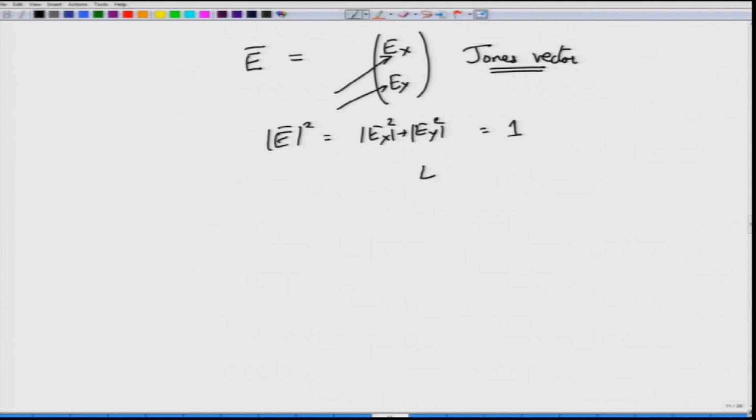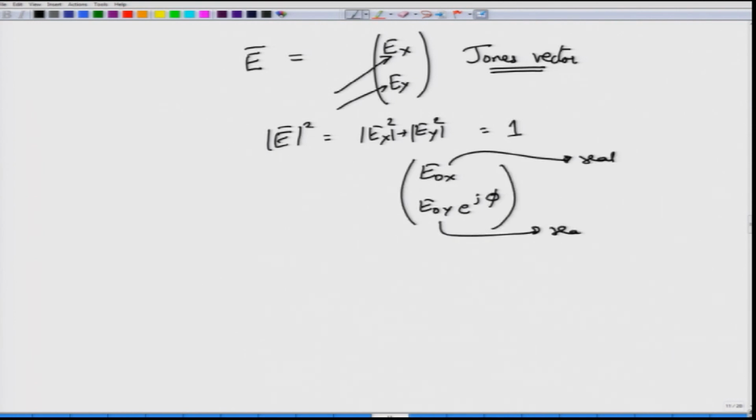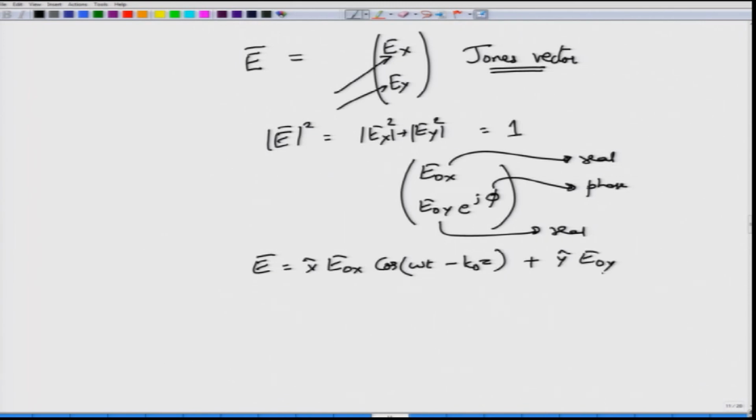So, you can write this as E 0 x, E 0 y e power j phi, where you can consider E 0 x to be real, E 0 y to be also real, and all the complex thing comes by having e power j phi. So, this phi is called the phase difference. So, it is possible for you to even write something like this, and then the electric field would be given by E 0 x cosine omega t minus k 0 z, and this of course would be along the x axis, and then you have the y axis field which is E 0 y cosine omega t minus k 0 z plus phi, and this phi controls what type of polarization we have.